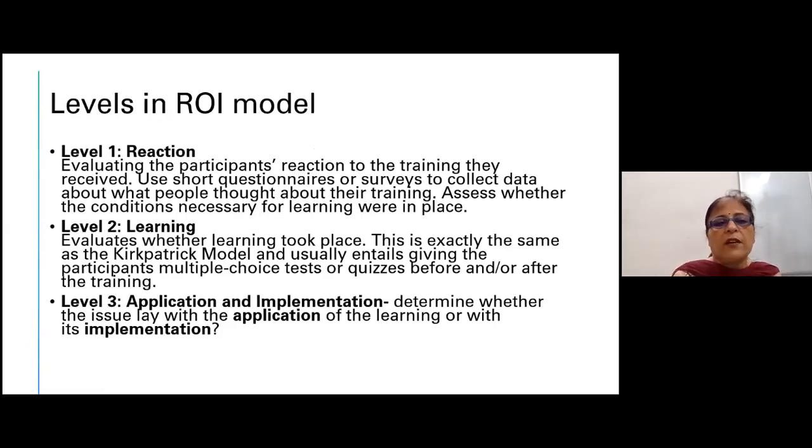Now, level 1, like the Kirkpatrick model, is the reaction level, even in this model, evaluating the participants' reaction to the training they received. So here, short questionnaires or surveys are used to collect data about what people thought about their training. Assess whether the conditions necessary for learning were in place.